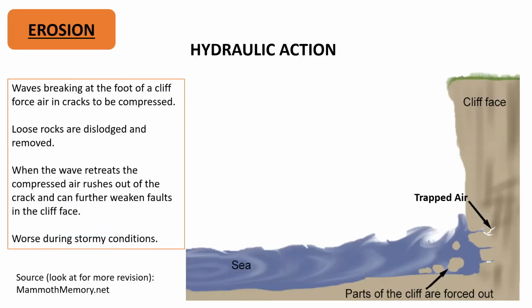So to start with, we're looking at hydraulic action. This is waves breaking at the foot of a cliff to force air in cracks to be compressed. This then causes loose rocks to be dislodged and removed. When the wave retreats, the compressed air rushes out of the crack and can further weaken faults in the cliff face. This is worse during stormy conditions.